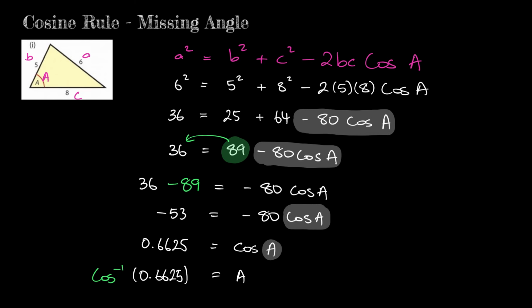So the answer, when you type it into your calculator, is 48.509 18314. And again, that's in degrees. Okay. So this is the cosine rule, finding a missing angle. And we found the missing angle there to be 48.5 degrees.